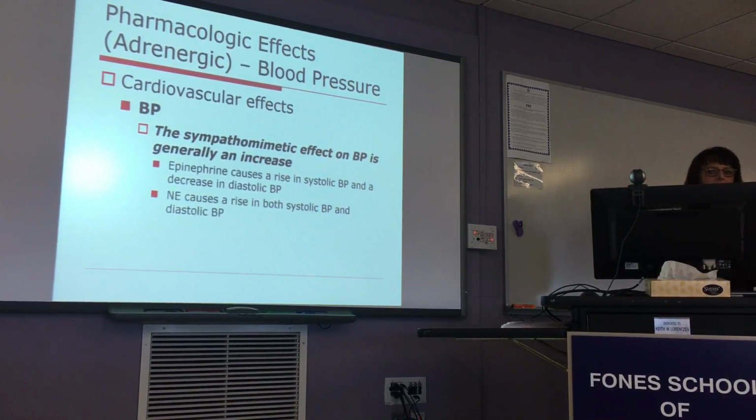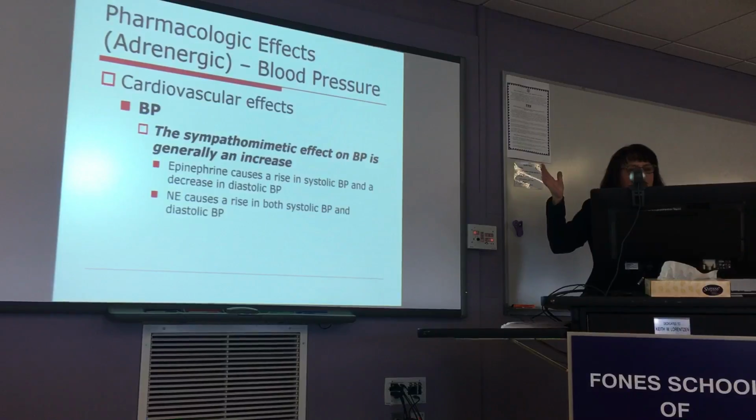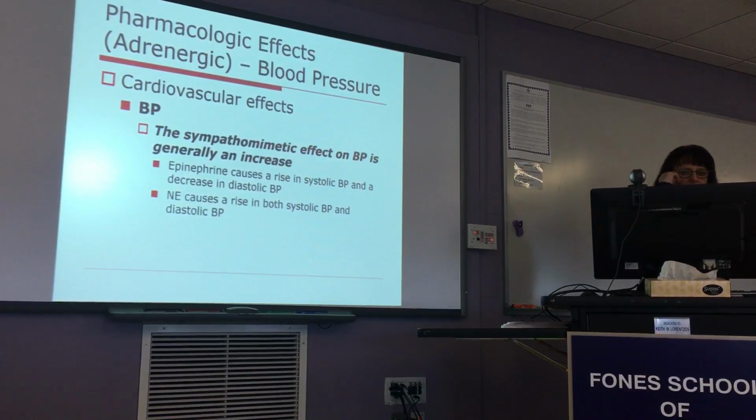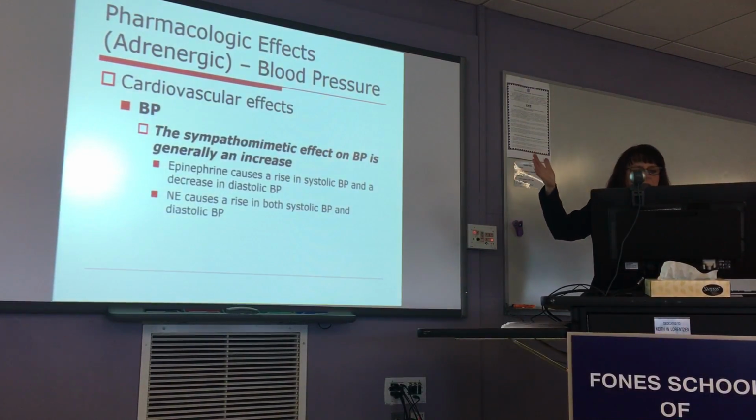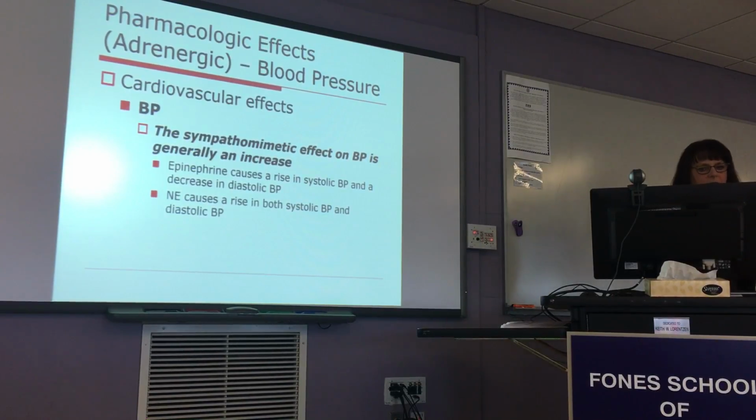What about effects on the blood pressure? The sympathomimetic effect on blood pressure is generally an increase. Epinephrine causes a rise in systolic BP and a decrease in diastolic BP. Norepinephrine causes a rise in both the systolic BP and the diastolic BP, depending on their effect on both.